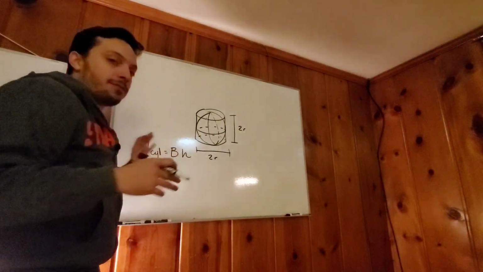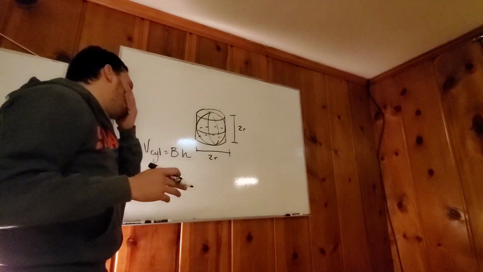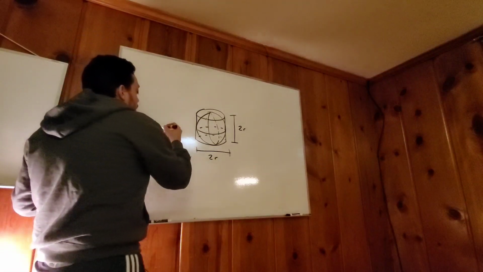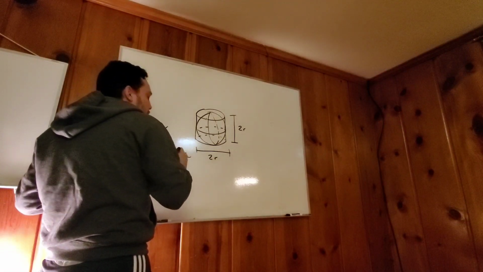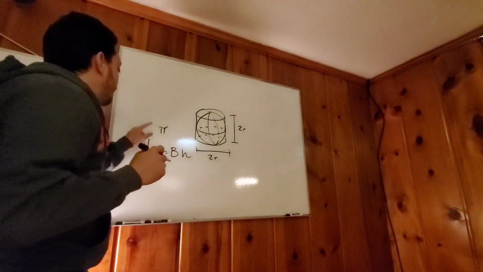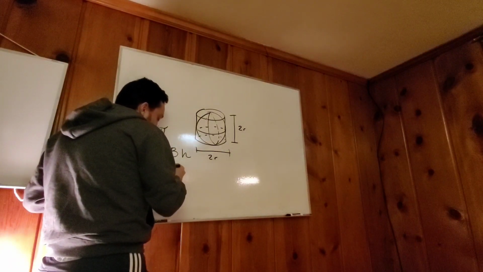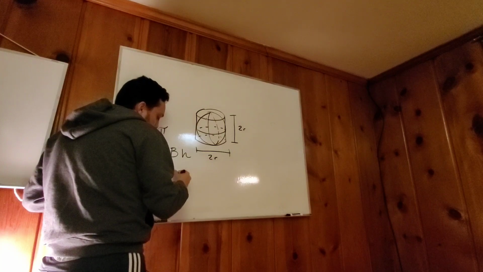Well, the first thing that I have to do is find the area of this cylinder, and I'm going to leave pi as pi. I'm not going to use 3.14. I'm not going to use 22 over 7. I'm going to say pi is pi. So I'm going to leave pi as it is. So the area of the base, again, we just did a problem.